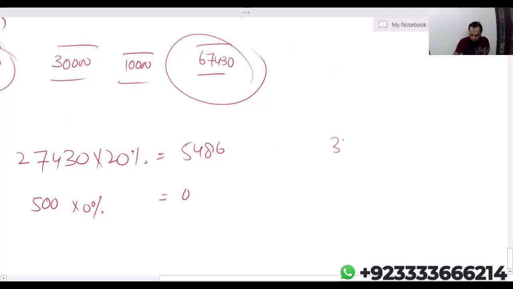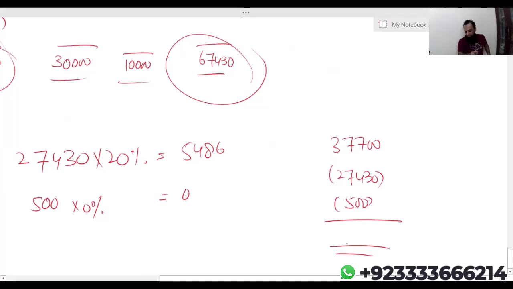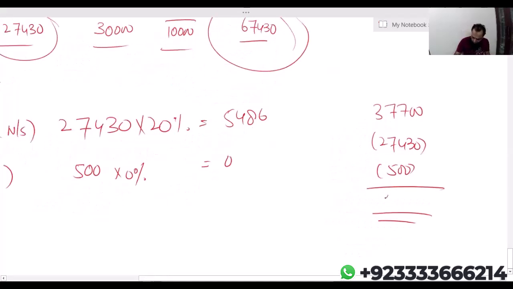The limit of the basic rate band is 37,700. Out of that, we have utilized 27,430. We have utilized 500. So how much space is left in the basic rate band? 37,700 minus 27,430 minus 500. Students, we still have 9,770. Unused limit in the basic rate band is 9,770.